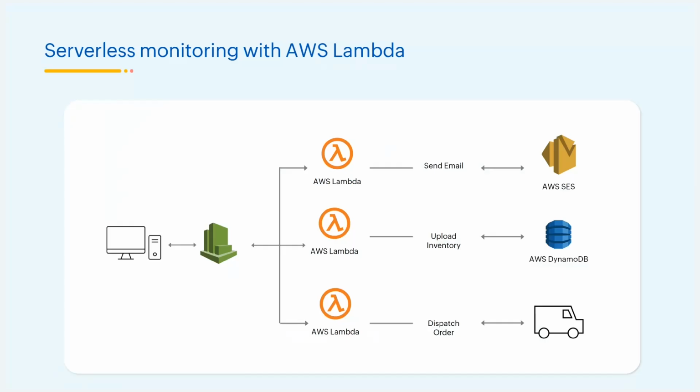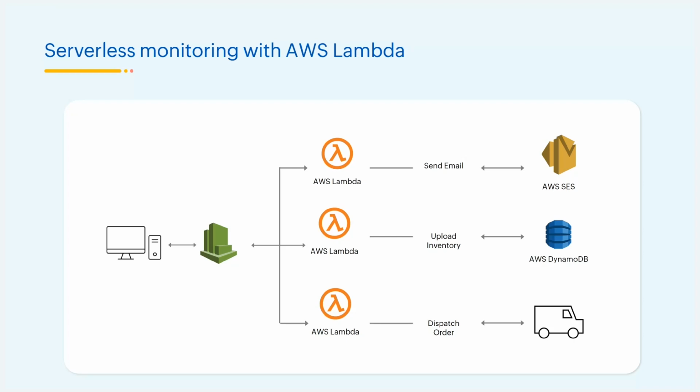Serverless monitoring with AWS Lambda. Now let's see how serverless monitoring works in a real-world AWS Lambda environment. Let's take a look at this diagram. It shows an event-driven architecture where different AWS Lambda functions handle specific tasks based on triggers. Applications Manager integrates with Amazon CloudWatch to collect and analyze the performance metrics. Now, when an event happens, CloudWatch automatically triggers the right AWS Lambda function, which then carries out a specific action.